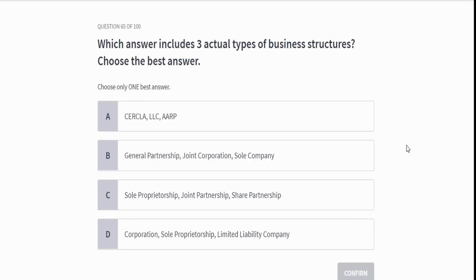Question 65. Which answer includes 3 actual types of business structures? Choose the best answer. Okay, so there's A, Circula, LLC, AARP, B, General Partnership, Joint Corporation, Sole Company, C, Sole Proprietorship, Joint Partnership, and Share Partnership, or D, Corporation, Sole Proprietorship, and Limited Liability Company. So go ahead and take some time to read this one over.